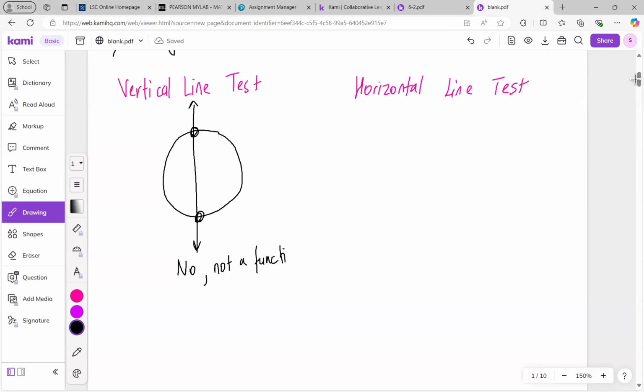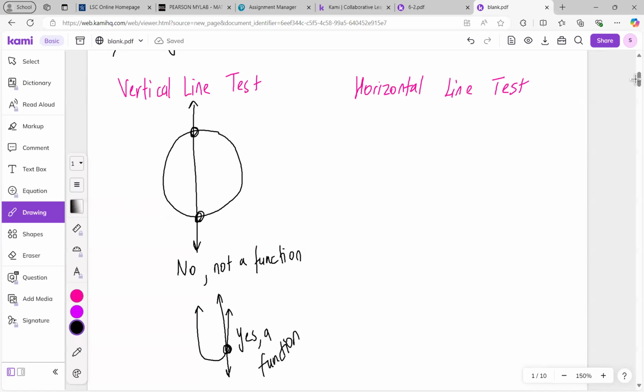Let's think about some other graph. This is a very famous graph in college algebra. This is a parabola. To decide if this is a function or not, again, I randomly drop a vertical line. It doesn't matter where you drop it, it can be anywhere. The vertical line and the graph only cross once. So yes, this parabola shape is a function.